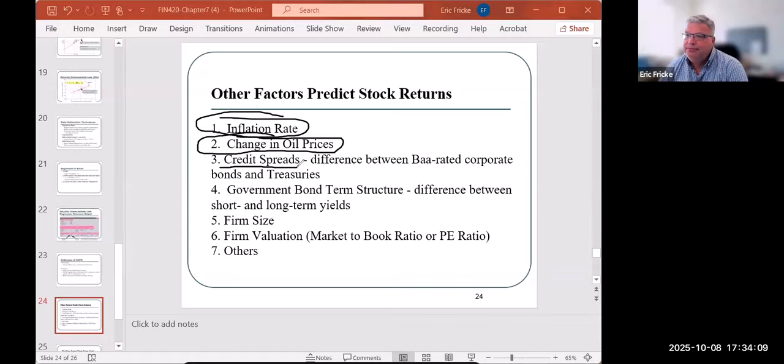Credit spreads. We're going to talk about this more when we get into bonds. But if you look at the difference in yield to maturity on risky debt versus safe debt, it turns out that difference varies over time, and it's related to when we go into recession. So changes in the credit spreads help predict stock returns because bond investors are always worried about, are we going to recession? Are we going to get inflation? And so the bond markets give us some good hint as to where the equity markets are going to go.